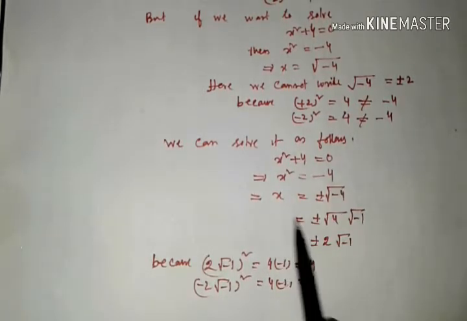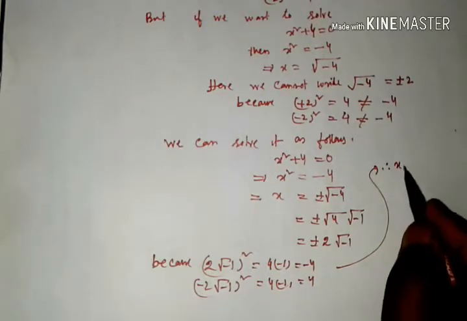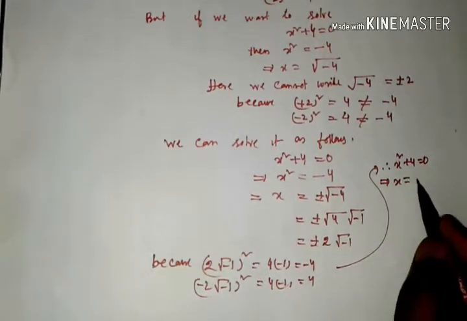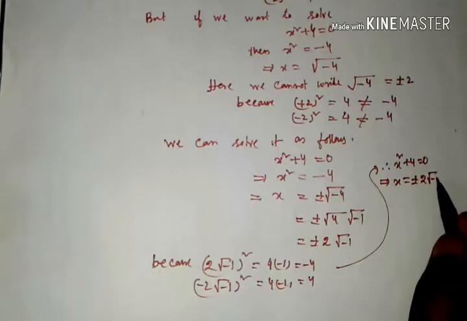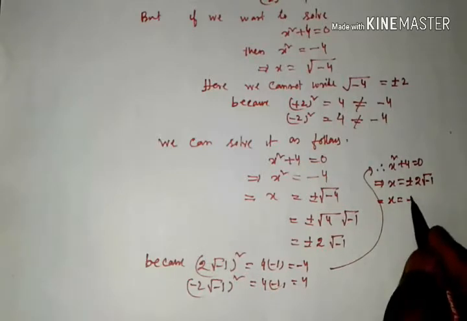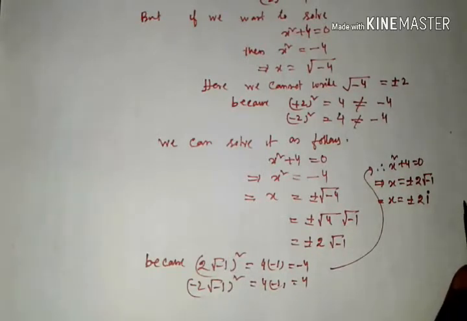So we can conclude that x square plus 4 is equal to 0 implies x is equal to plus minus 2 root over minus 1. Root over minus 1 is written as the symbol i. This symbol is used by the mathematician Euler.